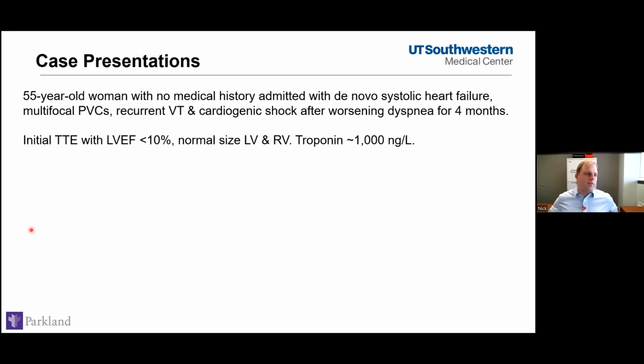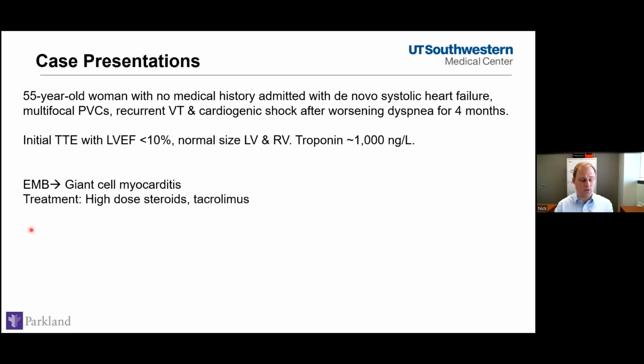So this is a 55-year-old woman who we saw probably about 9 months ago with a transfer from an outside center for de novo systolic heart failure, multifocal PVCs, recurrent VT, and shock. She'd had symptoms for about 4 months, but only came in a few days ago. Her initial echo had severely depressed EF, normal size RV, LV, troponin of about 1,000 when she came in. And we took her straight to biopsy because we were concerned that either she had sarcoid or some sort of giant cell myocarditis, just given the arrhythmia burden. And to our surprise, she had giant cell, which is not common. There's about 50 cases a year reported. But for her, clearly modified the treatment trajectory.